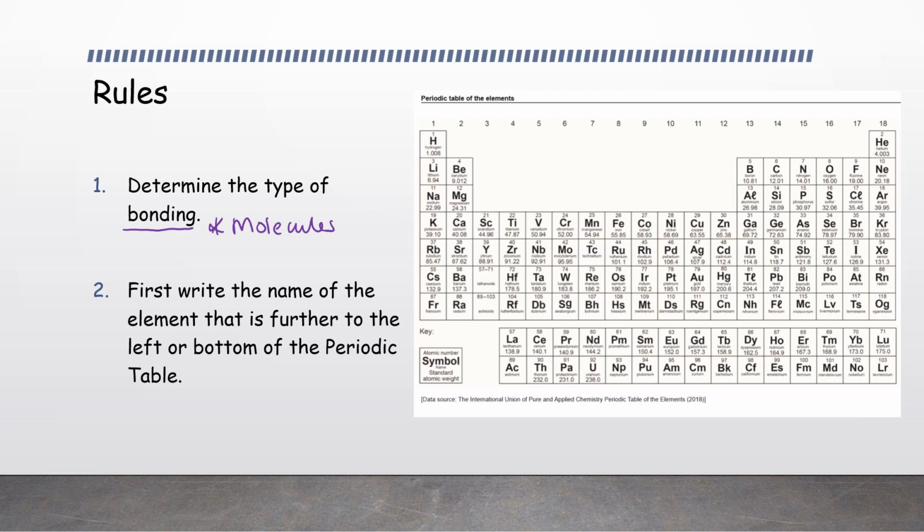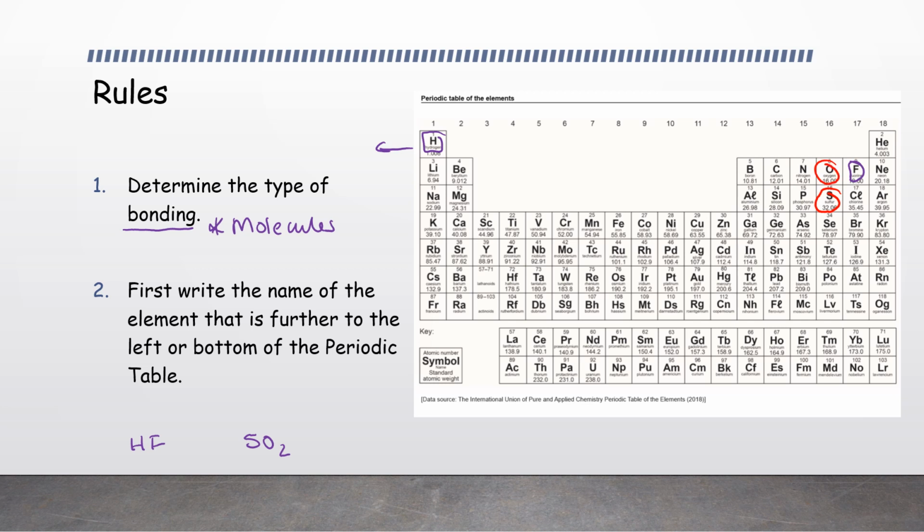So, to start the naming process, once you've determined it's a molecule, you either name from the furthest to the left or the furthest to the bottom of the periodic table. So if you had HF, H is further to the left than F, so it gets named first. If you had SO2, sulfur is below oxygen, so it gets named first.